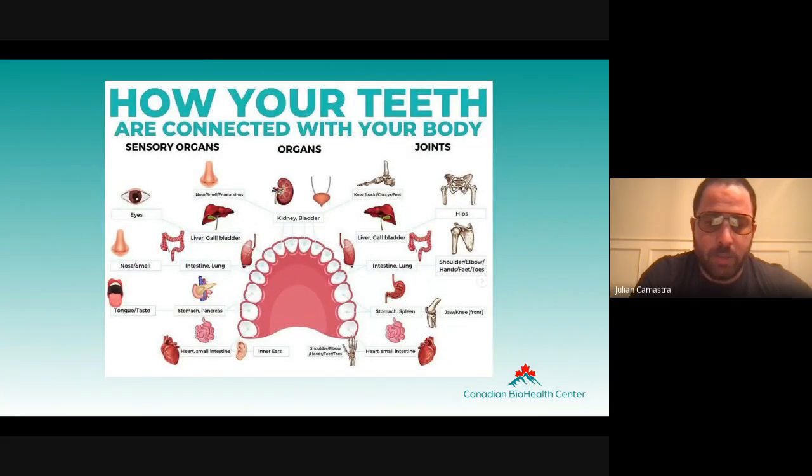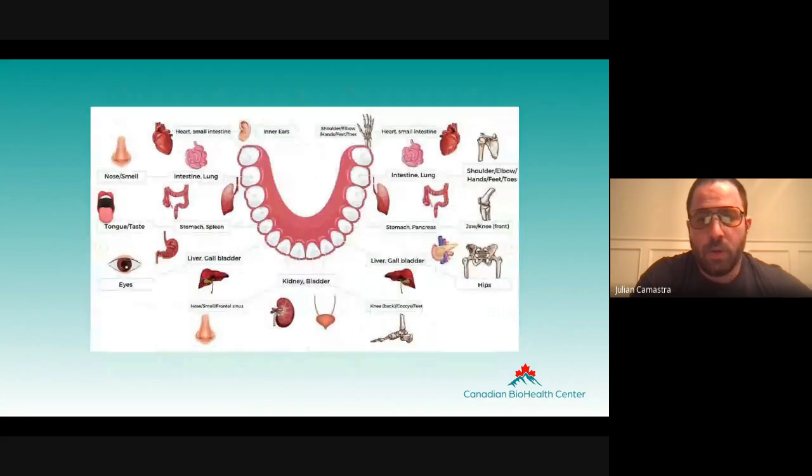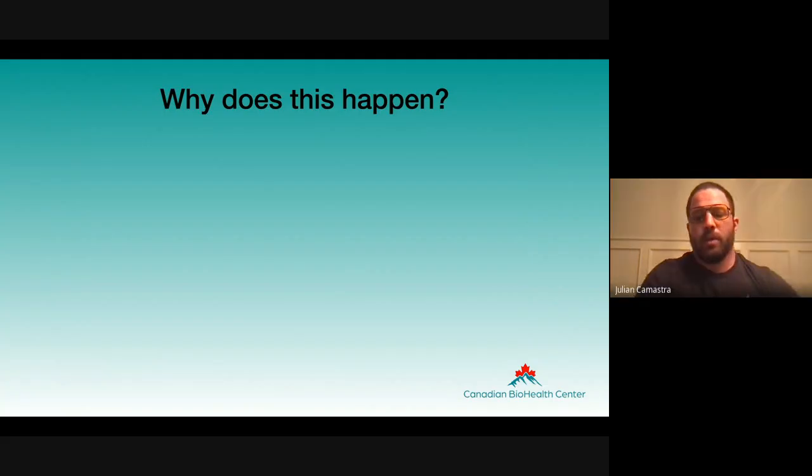And then this is just a more simple diagram of the same thing. So the wisdom teeth would be the back ones here, and you can see shoulder, elbow, hands, feet, toes, heart, small intestine, inner ear, heart, small intestine. Okay.